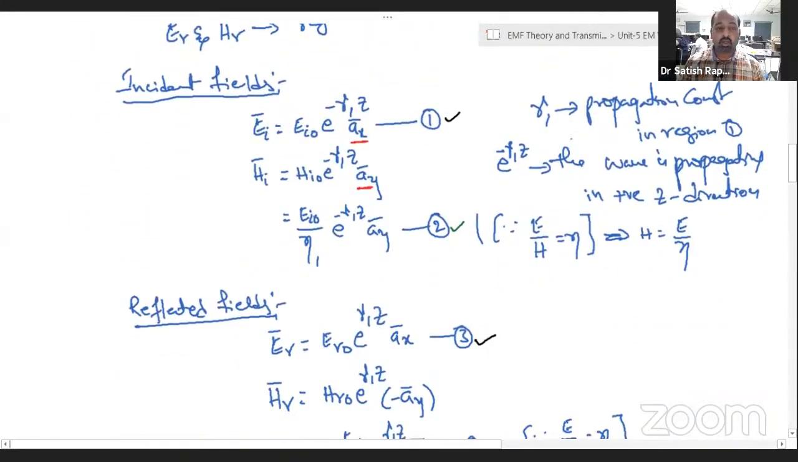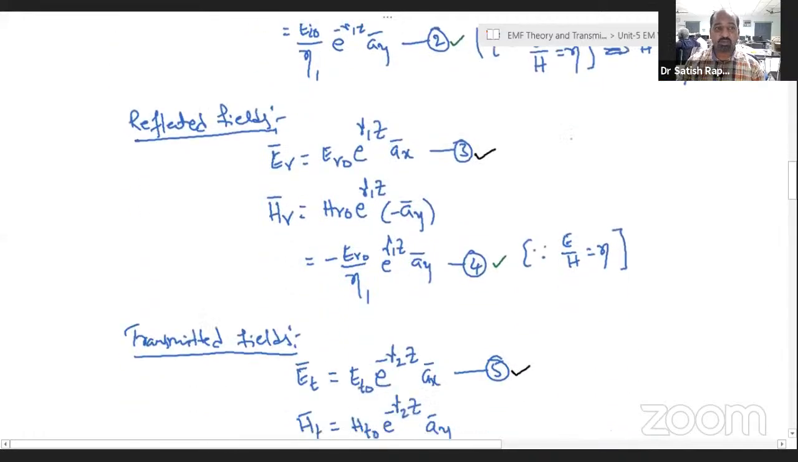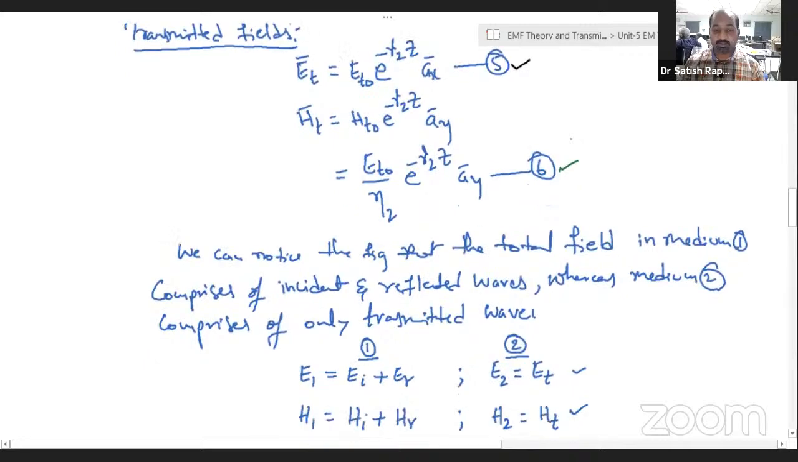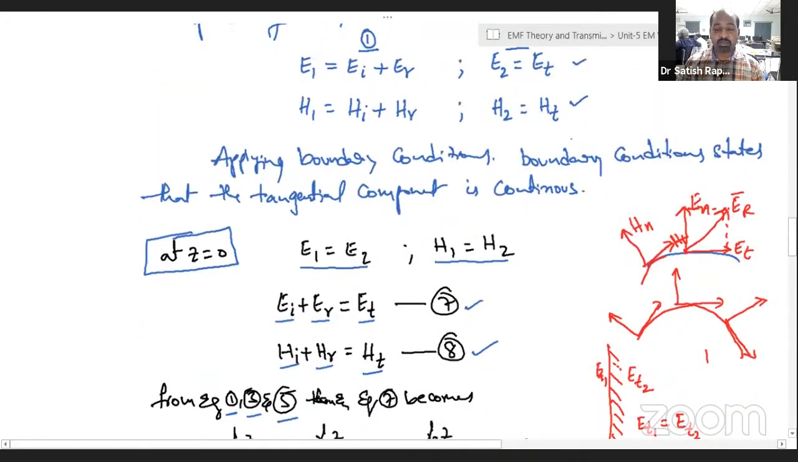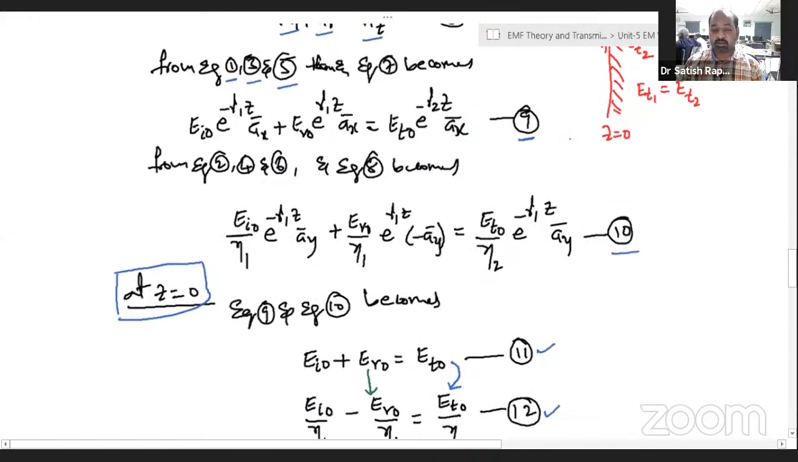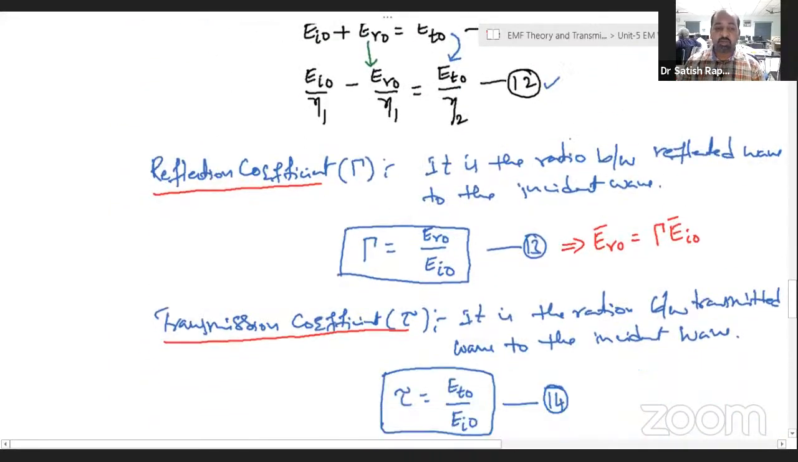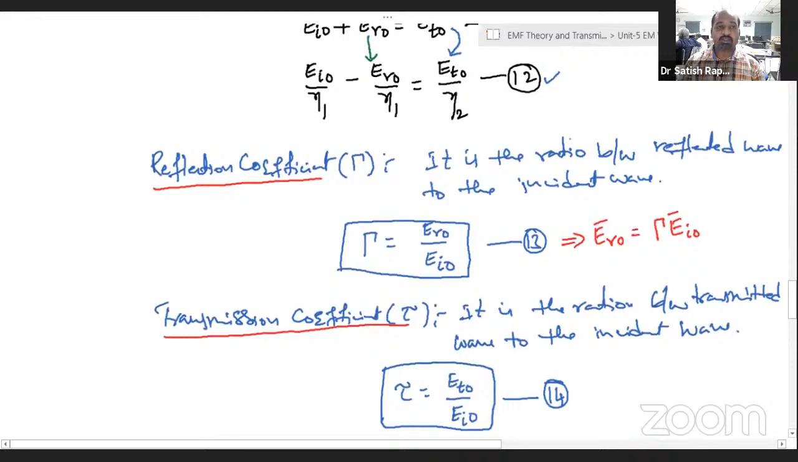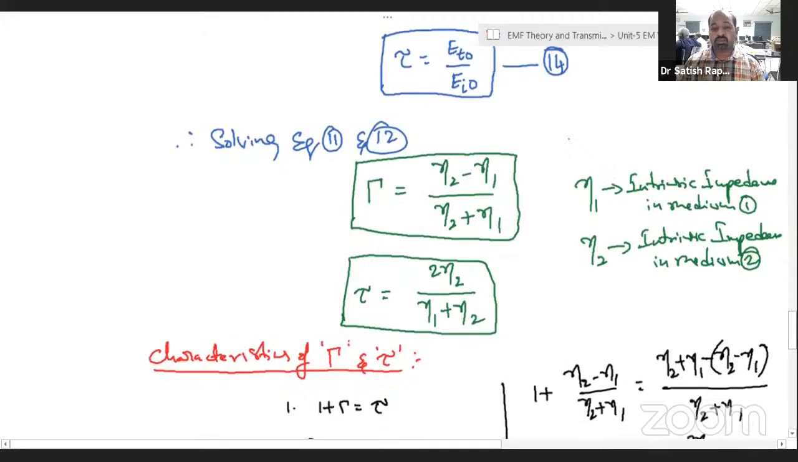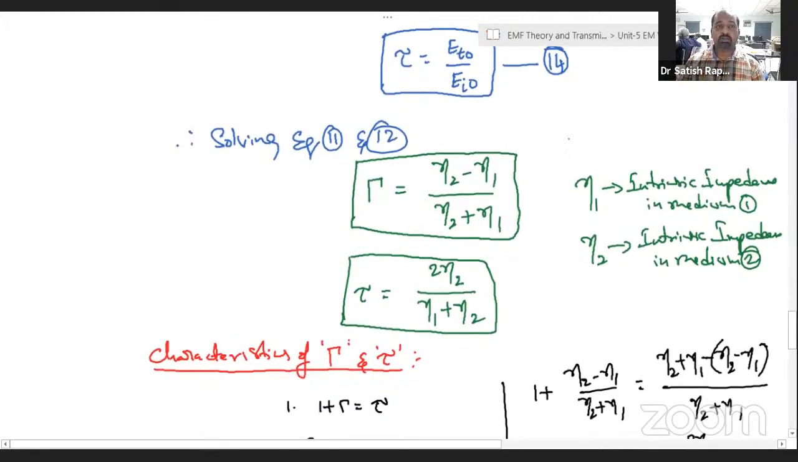So incident waves, reflected waves, and transmitted waves I have defined, and from that, applying boundary conditions and simplifying, finding out reflection coefficient and transmission coefficient. These are the final expressions. Reflection coefficient: eta 2 minus eta 1 by eta 2 plus eta 1. Transmission coefficient: 2 eta 2 by eta 1 plus eta 2. Transmission and reflection coefficients give you how much wave is transmitted and how much wave is reflected back.